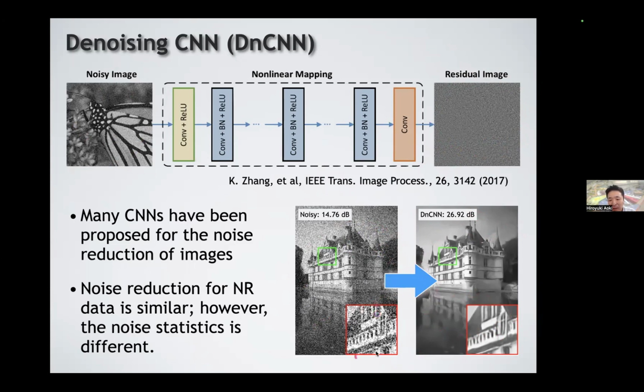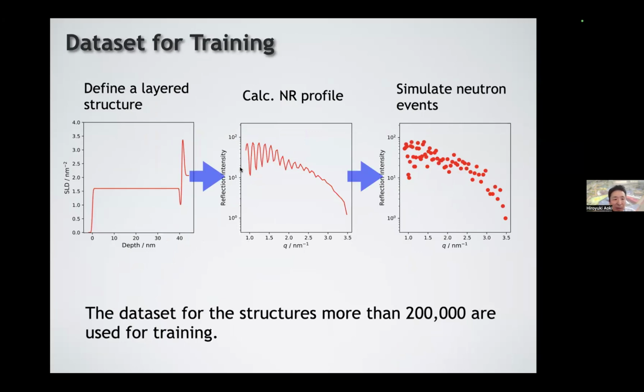You can see this kind of noisy data, but in the predicted data we can see a very clear image like this. So based on this DnCNN, we transferred it to this data to match the neutron profile.